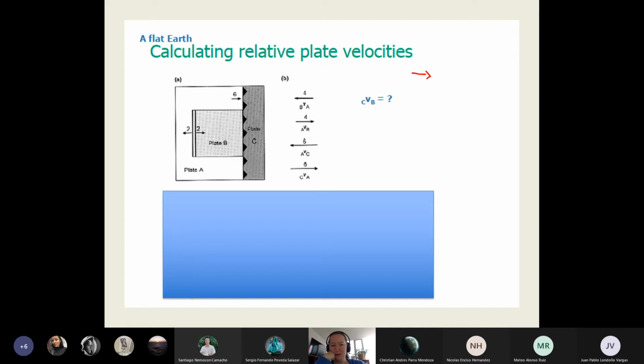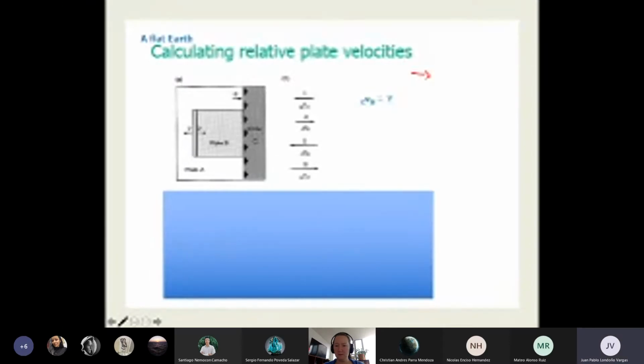How can I start this problem? Because all of these little numbers are different plates with respect to other plates. So I somehow have to put it all in the same reference frame, right? Sí, yo también me perdí. Okay. Lo de Santiago. Exactamente lo mismo. Do we fix B or C?